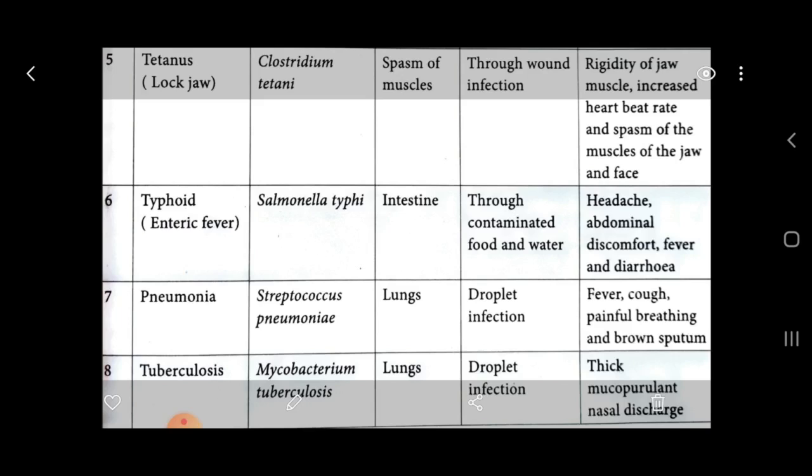Then tuberculosis. Mycobacterium tuberculosis is the causative agent. This also affects the lungs. Tuberculosis, TB, you all know this well. In India, there are many TB patients. The mode of infection is through droplet infection. Thick mucopurulent nasal discharge will be there.